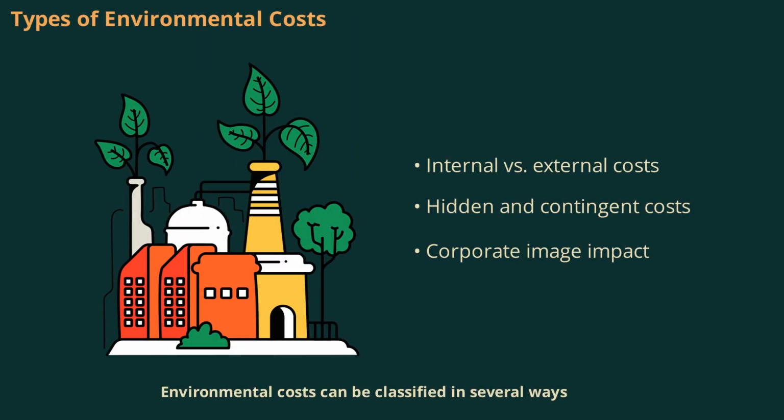Environmental costs can be classified in several ways. Internal costs are borne by the organization and impact the income statement, such as resource usage and regulatory compliance. External costs are borne by society, like pollution and health impact. Other classifications include conventional costs, hidden costs, contingent costs, and relationship or corporate image costs. Understanding these categories helps organizations identify, allocate, and control environmental costs.